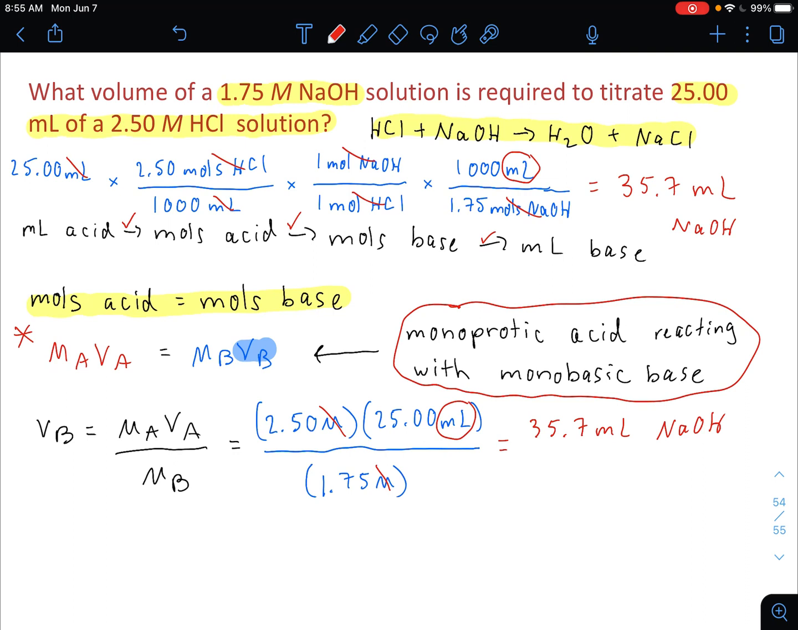So in this last example, we're going to have sulfuric acid again, and we're going to do two things. I'm going to show you how to solve it again the standard way we showed a couple slides ago, and then also we'll modify MAVA equals MBVB to fit this situation as well.